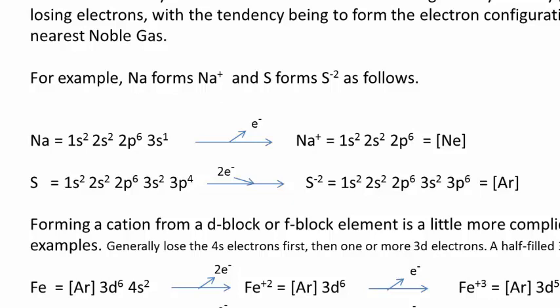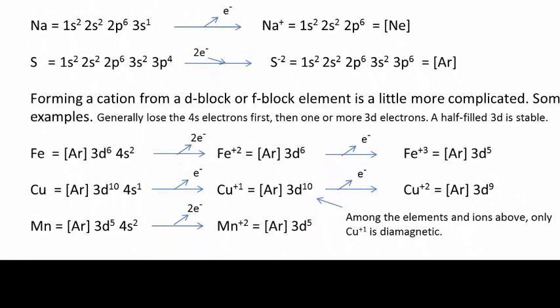Now, forming cations from the D block or the F block, and we won't really get into the F block elements, but forming a cation from the D block elements is a little more complicated. Let's give some examples, though. Generally, we lose the 4s electrons first, and then possibly one or more of the 3d electrons. And remember, a half-filled or a completely filled 3d orbital subset has some stability.